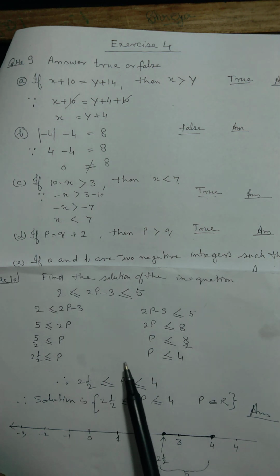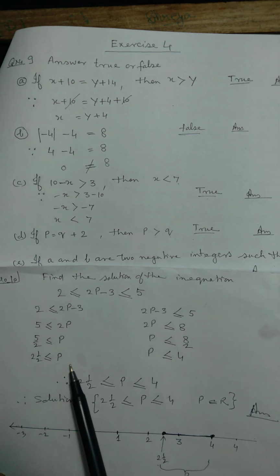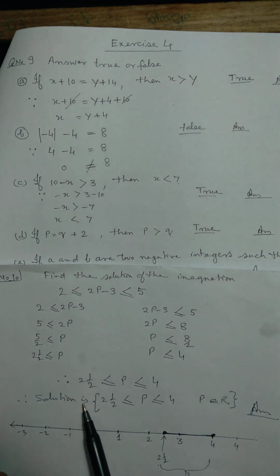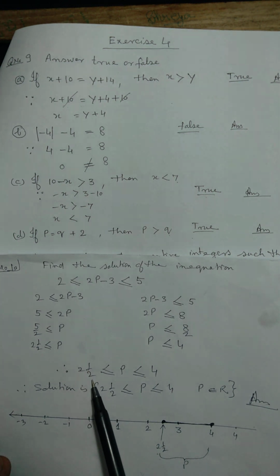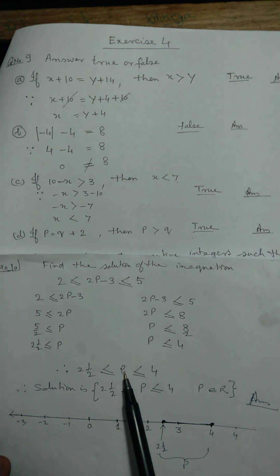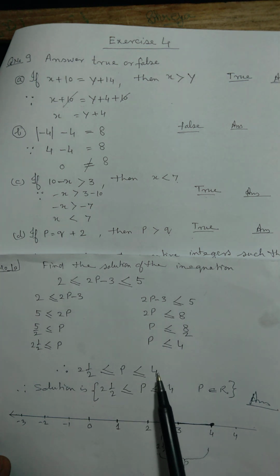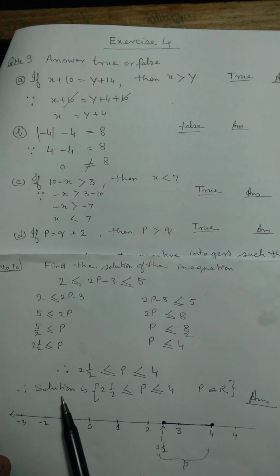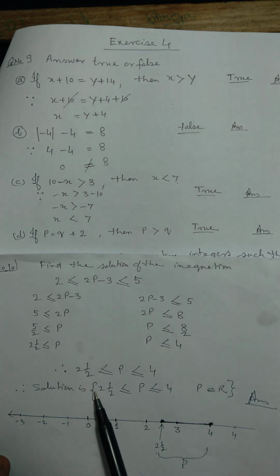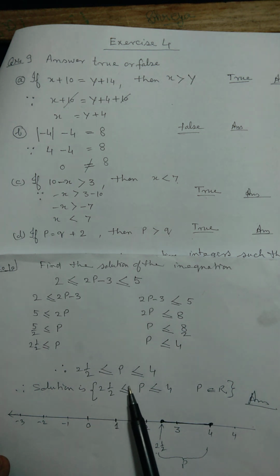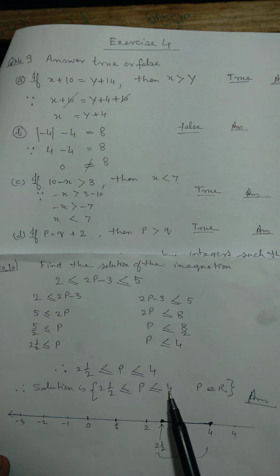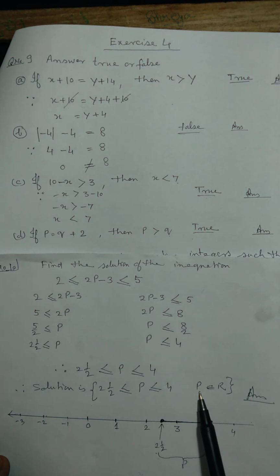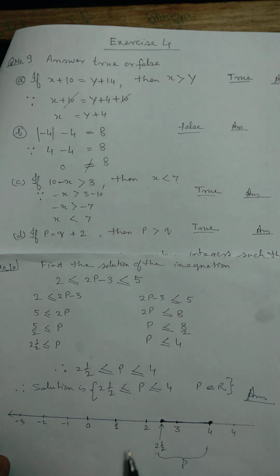So these two solutions, after combining, can be written like this: 2 and 1 by 2 is less than or equal to p and p is less than or equal to 4. Solution is 2 and 1 by 2 is less than or equal to p and p is less than or equal to 4. Here p belongs to real numbers.